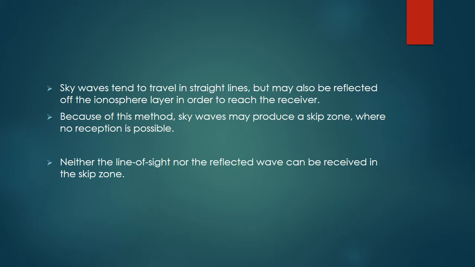Kung sakali man na nangyari yon na umakyat siya or nag-reflect siya dun sa ionosphere, mangyayari dyan, para siyang gagawa ng arko. So, ibig sabihin, yung sa loob ng arko na yon, doon ang tatawag natin na skip zone. Don't worry kasi meron na ipapakita sa inyong picture mamaya which will be explained further. Neither the line of sight nor the reflected wave can be received in the skip zone. So pag sa skip zone natin, hindi makakapag-receive ang ating receiver, kahit line of sight yan or reflected wave. Pag sinabi natin reflected wave, that is yung dumaan dun sa ating ionosphere, yung na-reflect ng ating ionosphere. So kahit line of sight yan or reflected wave, hindi po yan marireceive ng ating receiver pag dumaan siya sa skip zone.